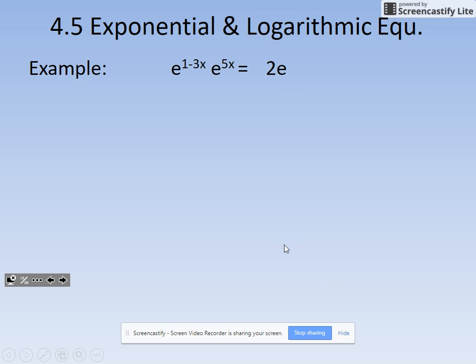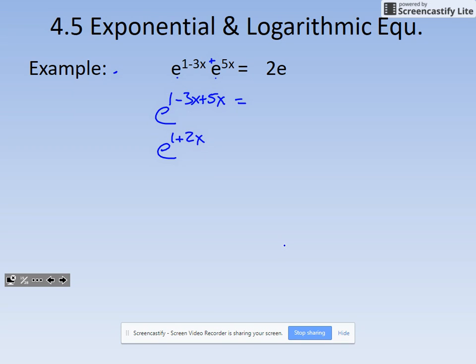So let's work through a few more of these log examples. This one looks like a bit of a mess. First thing though, if you remember, when we have a common base, we could just add the exponents. So I could rewrite this as e^(1 - 3x + 5x). So then that's going to give us e^(1 + 2x).